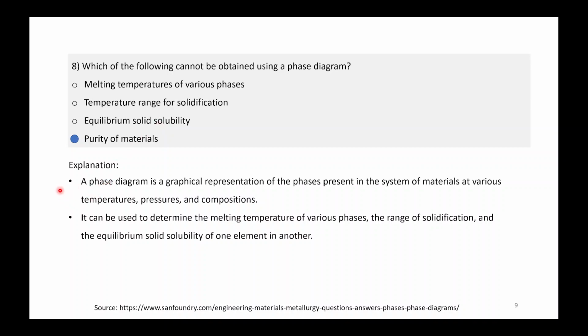So a phase diagram is a graphical representation of phases present in the system of materials at various temperatures, pressures and compositions. And it can be used to determine the melting temperatures of various phases, the range of solidification and the equilibrium solid solubility of one element in another.